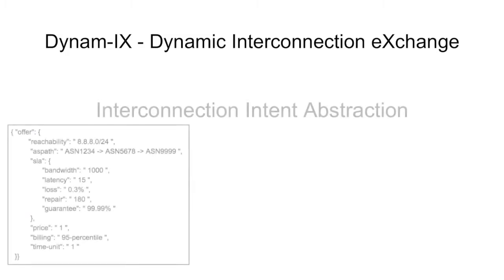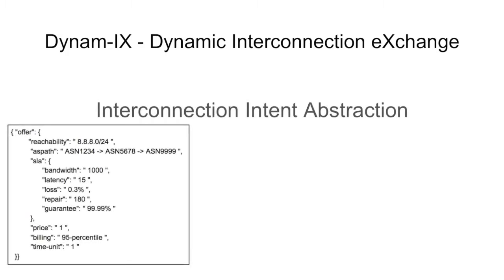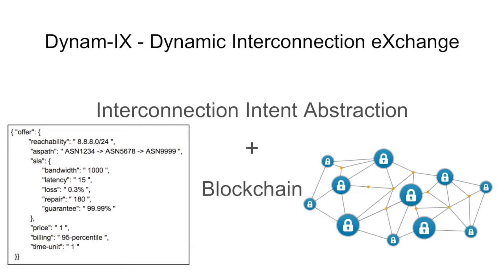Dynam-IX is a dynamic interconnection exchange composed of a high-level interconnection intent abstraction and a trustworthy environment built on top of a permissioned blockchain. The intent abstraction allows operators to easily express their interconnection intents and establish dynamic interconnection agreements in short timeframes. The blockchain allows operators to do so without relying on any centralized entity to keep the confidentiality of agreements and business policies and to build trust among the ASs. Now, let's go back to our example and see how Dynam-IX works.